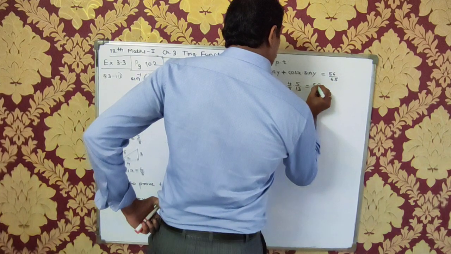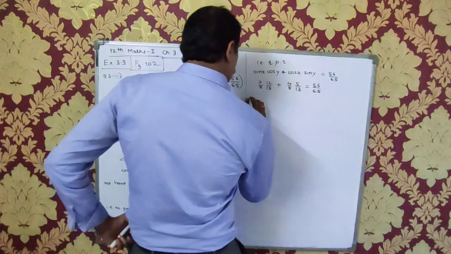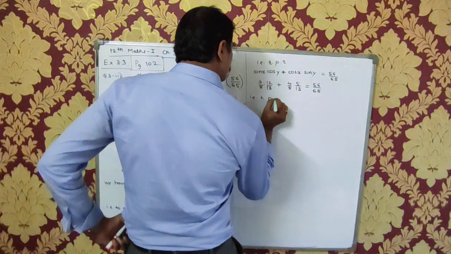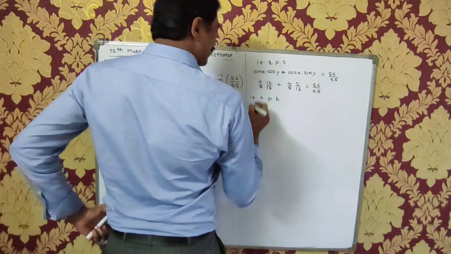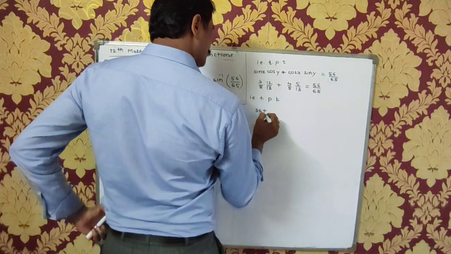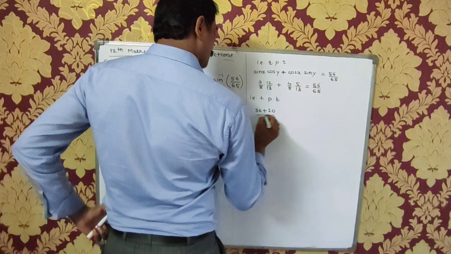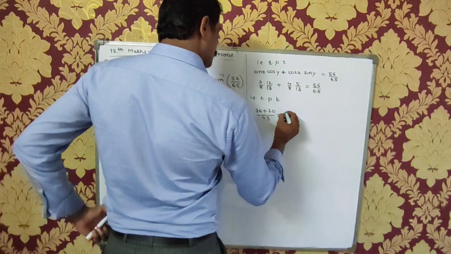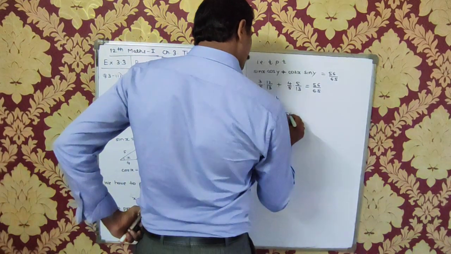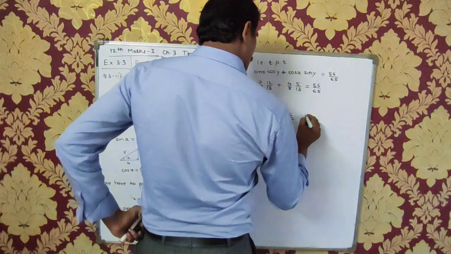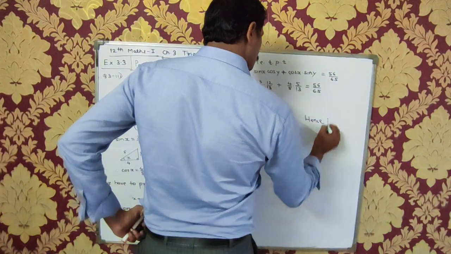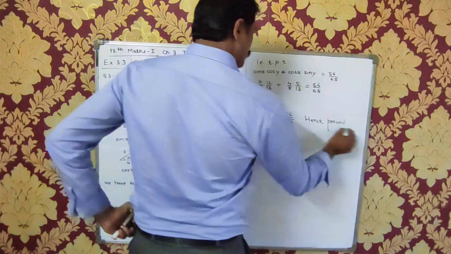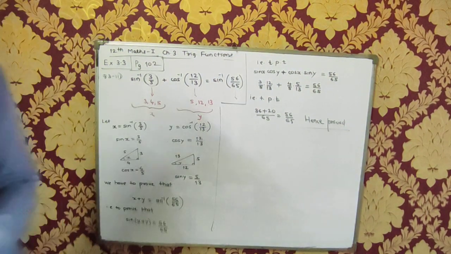That is to prove that 12 3s are 36 plus 20 upon 65, that is equal to 56 upon 65. Hence proof. हो गया proof? Hello? Hence proof. Is this okay?